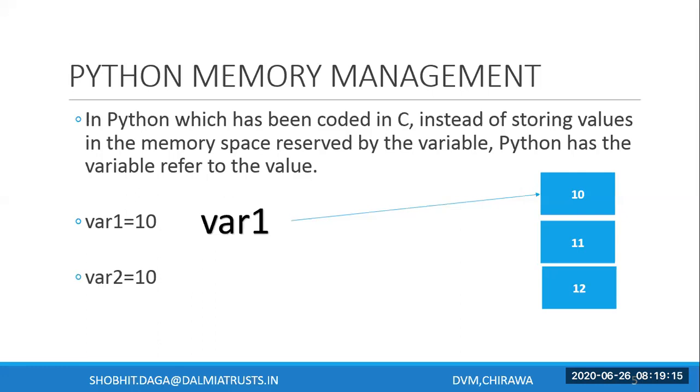When there is another variable named var2, again, no new memory space will be given to it. Rather, it will be pointing to the value 10. So by this method, memory optimization is being done in the case of Python. You have optimized the use of memory over here. You have also ensured that you are not wasting memory by any measure.